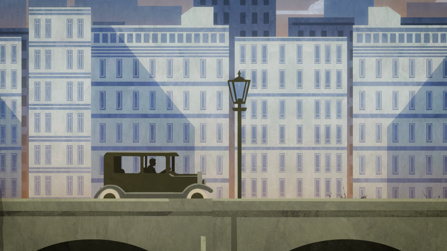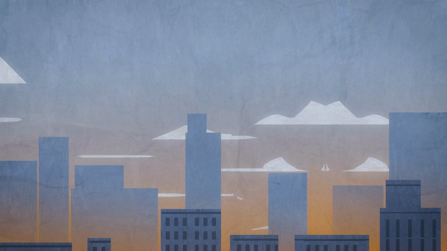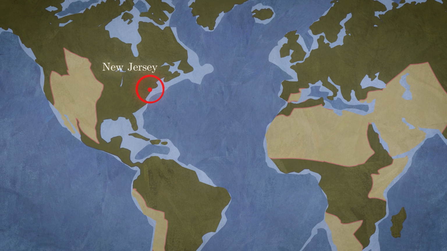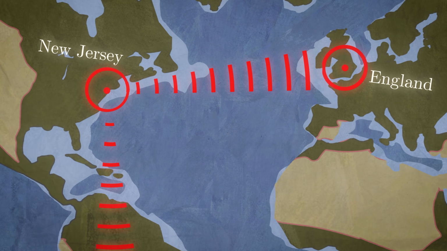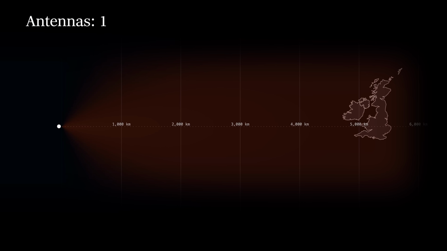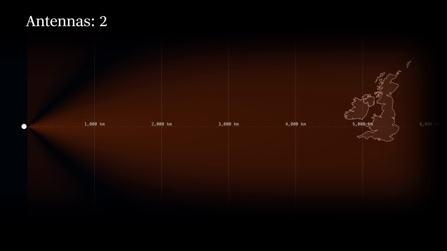At the time, no telephone cables crossed the Atlantic, so the only way to call across continents was by using radio waves. Smith began work on a mission to send radio signals from New Jersey to receiving stations thousands of kilometers away, one in England and one in Argentina. With only one antenna, the signal radiates across the whole sky, and only a small portion of the power reaches the receiver. But with two antennas, the waves combine.